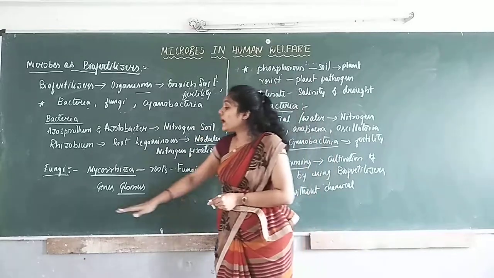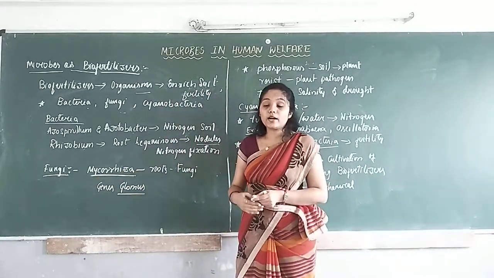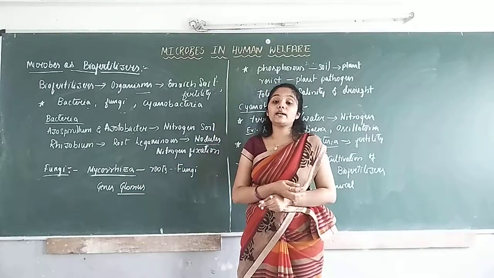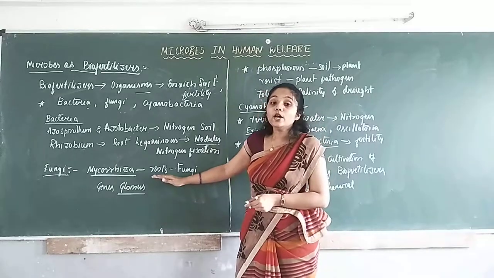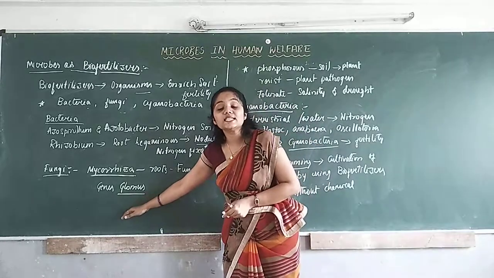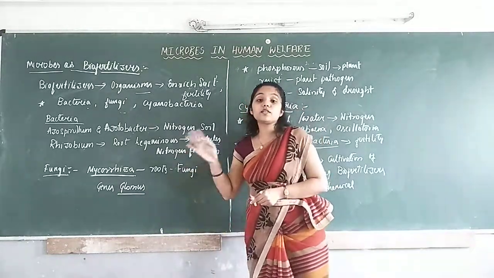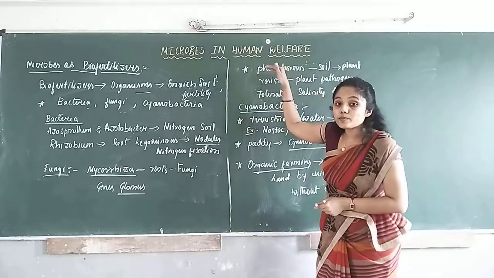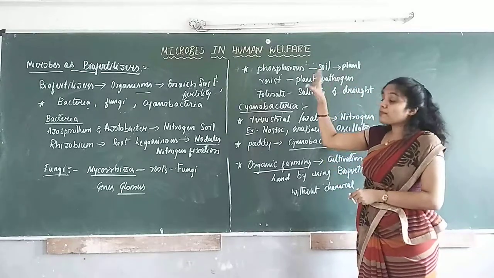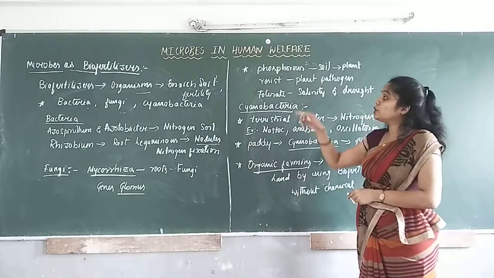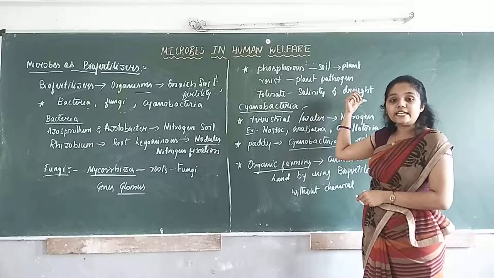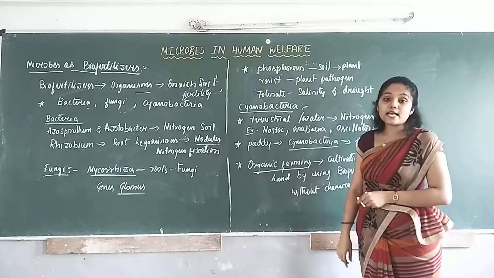Okay. When it comes to the fungi, we take the example mycorrhiza. The mycorrhiza is nothing but a symbiotic association of a root and the fungi. Here the fungi belongs to the genus Glomus. What is the use of this fungi? This fungi absorbs the phosphorus from the soil and then passes it into the plant. And also this mycorrhiza has the capacity to resist the plant pathogen and they also tolerate the salinity and the drought.